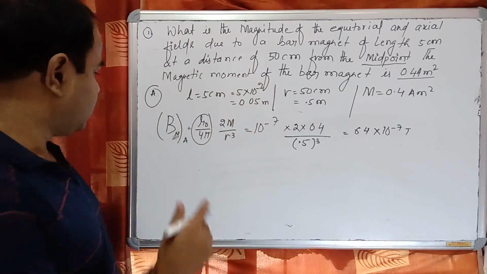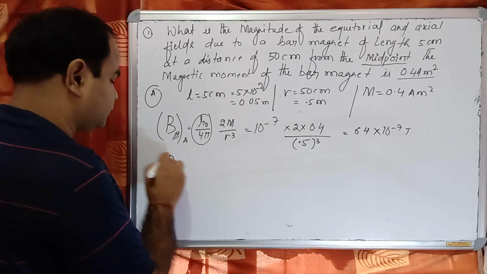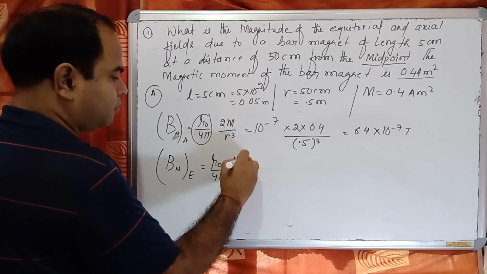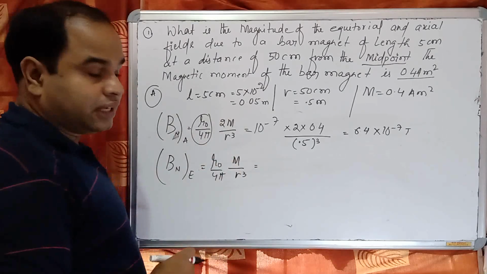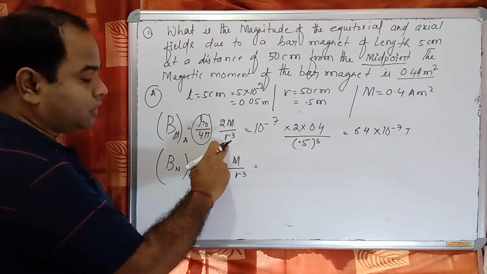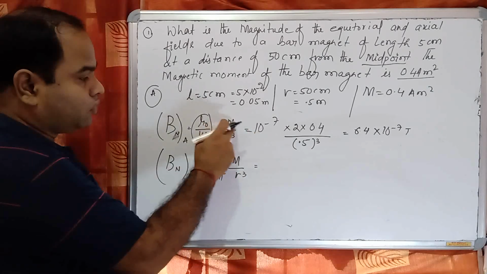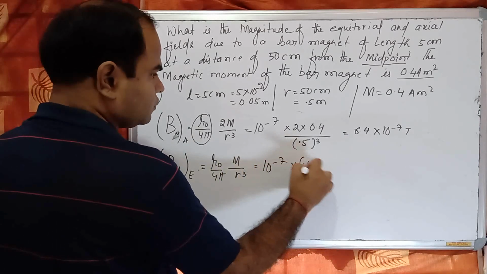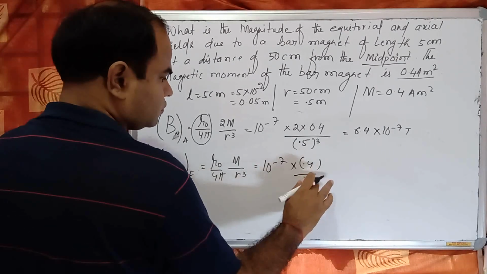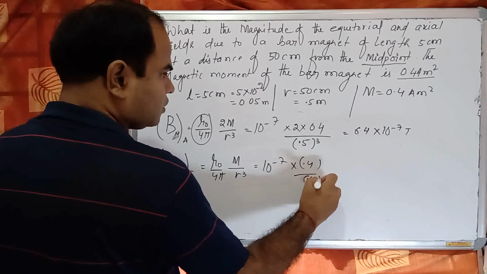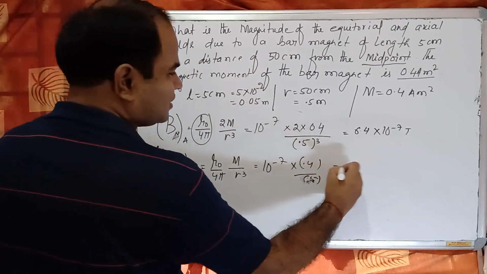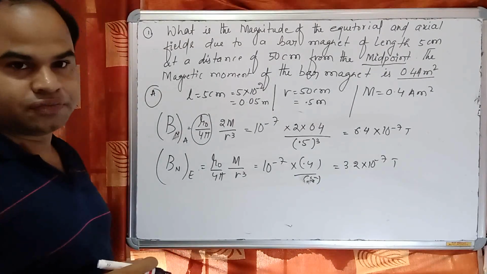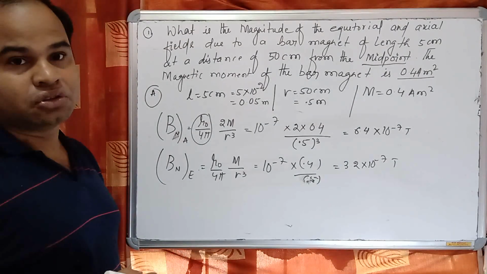Okay, second is B net equatorial, that is mu naught by 4 pi into m by r cube. Here, in the axial case it was 2m by r cube, and this is m by r cube. Put the values, so the answer will be half of that. This is 3.2 into 10 to the power minus 7 Tesla. Okay, next we'll move to the next question.